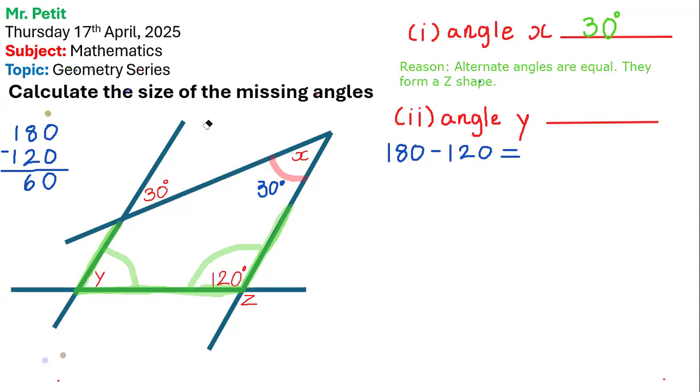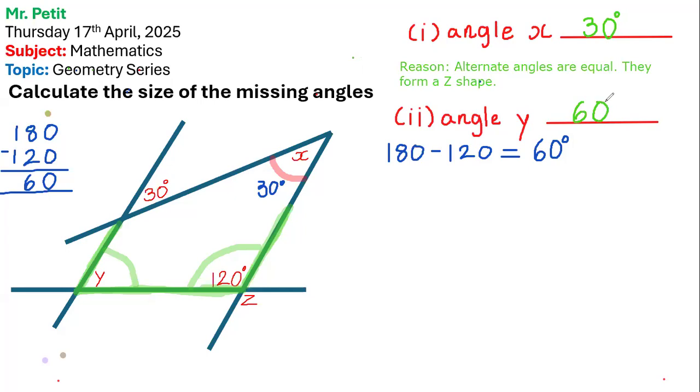8 minus 2 is 6. So 0 minus 0 is 0, 8 minus 2 is 6, 1 minus 1 is 0. So the answer is going to be 60 degrees.